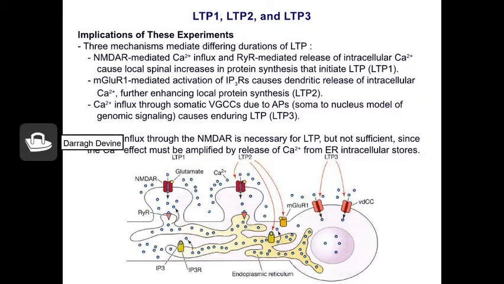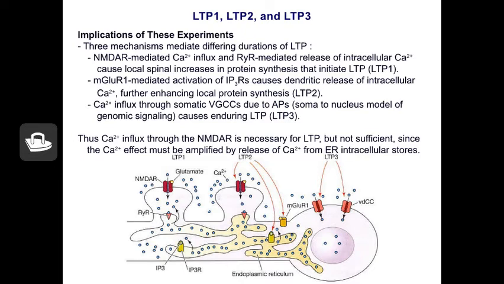The text and diagram on this slide summarize the effects I've described. In brief, three mechanisms mediate the differing durations of LTP. We've learned from LTP1 that NMDA receptor-mediated calcium influx and ryanodine receptor-mediated release of intracellular calcium cause local spine increases in kinase activities that initiate LTP.